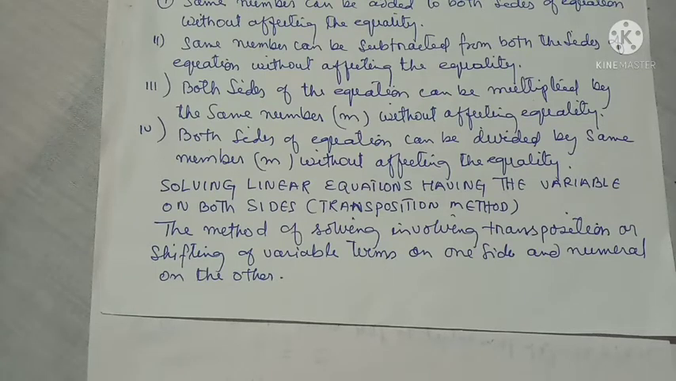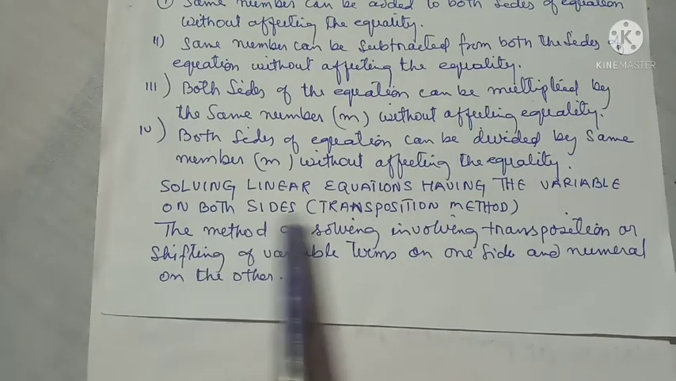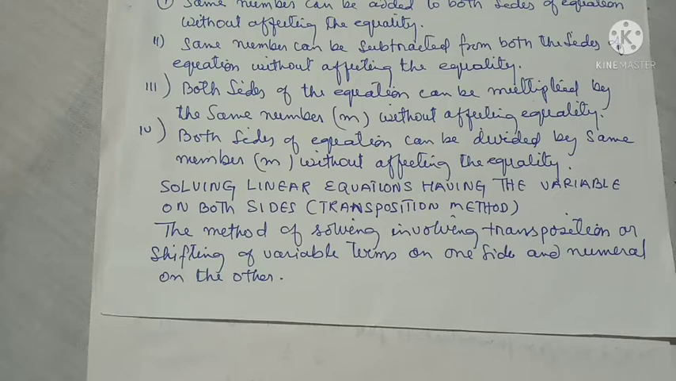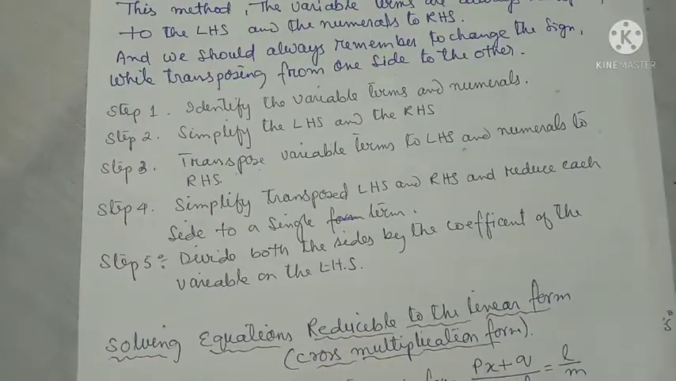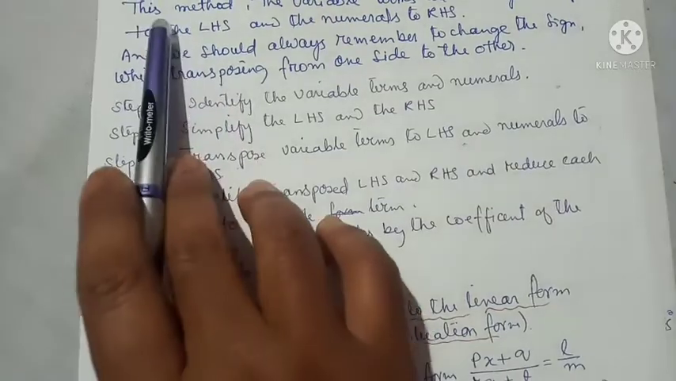So today, in this part 2, we are going to discuss how to solve a linear equation having variables on both sides by using the transposition method. Let's see the rules. There are a few rules that we have to remember while solving this problem. First, this is the method.